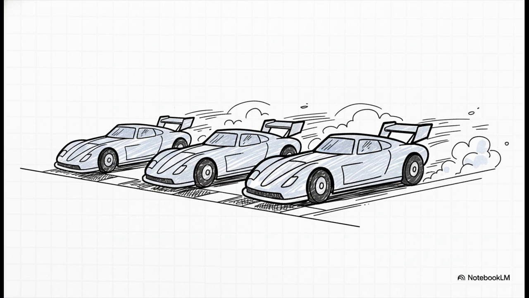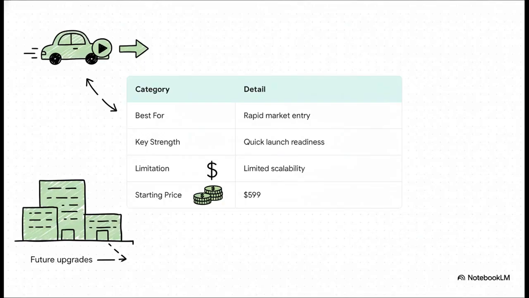Okay, next up we have a category I like to call the sprinters. These are the scripts for all you founders out there who want to get into the market and get in fast. Their main advantage is one thing: speed to launch. And Migrate Shop is a perfect example. It's built for rapid market entry, with its key strength being just how ready it is to launch quickly. Now, here's the trade-off. Its scalability is a bit limited.